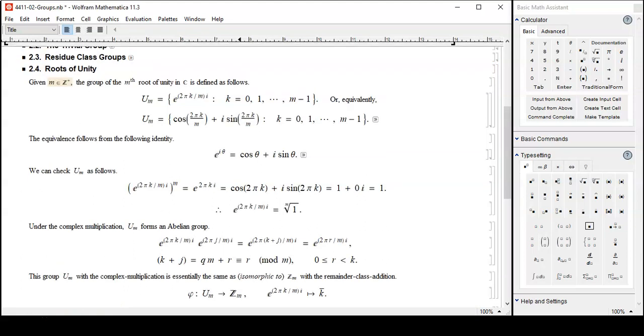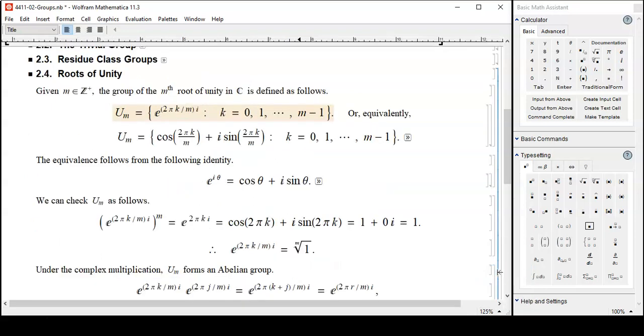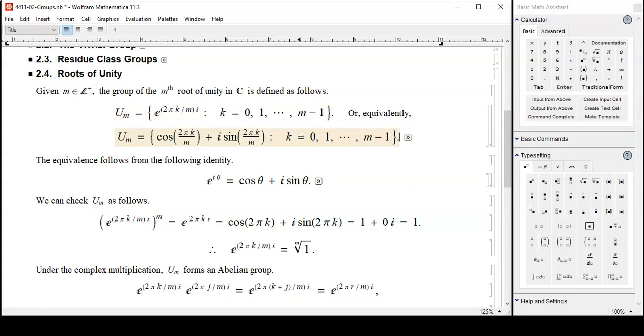Given positive integer m, the group of mth root of unity is defined like this. It's a little bit hard to read, so let me expand the font. Exponential of 2 pi k over m times I power, or equivalently, cosine of 2 pi k over m plus I sine of 2 pi k over m. The latter expression and the former expression are identical.